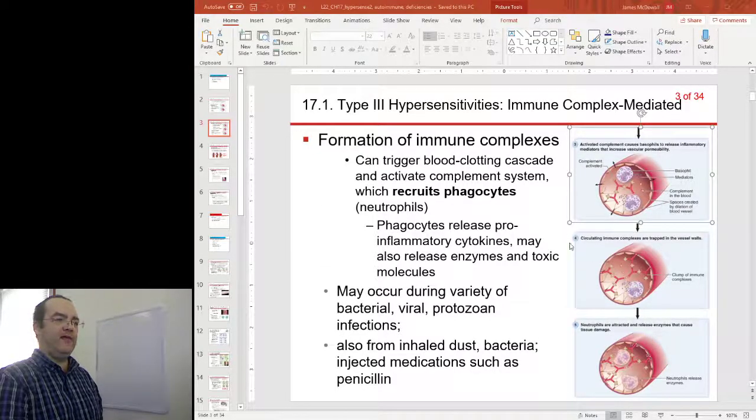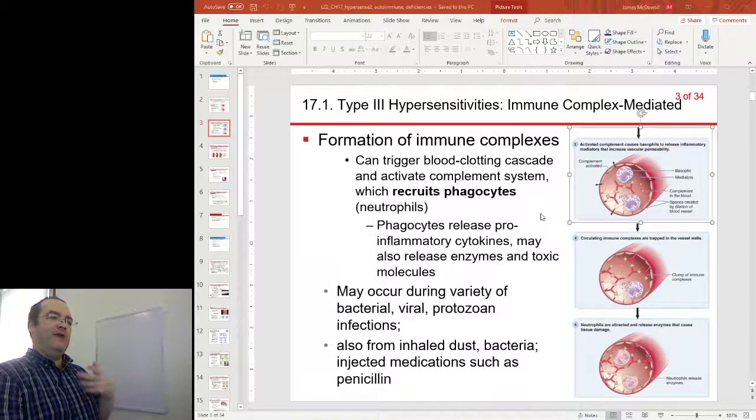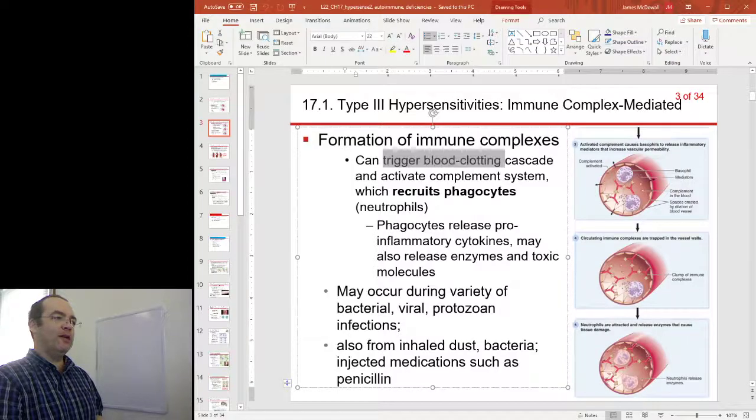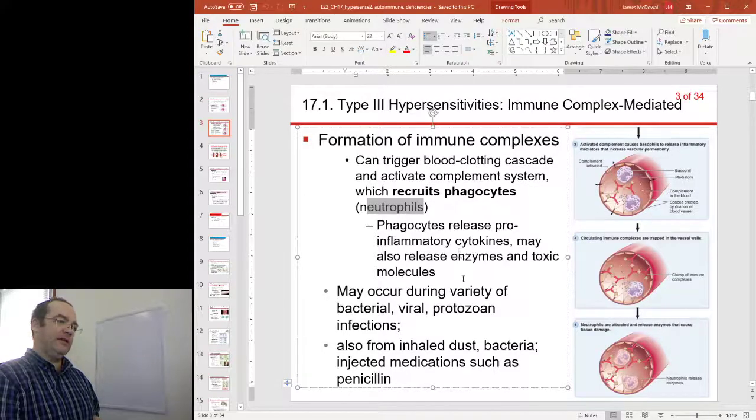So all of the effects of immune system activation occur, triggering blood clotting, activating the complement system. In this particular case, we are looking at the recruitment of phagocytes, neutrophils, that release their toxic molecules.